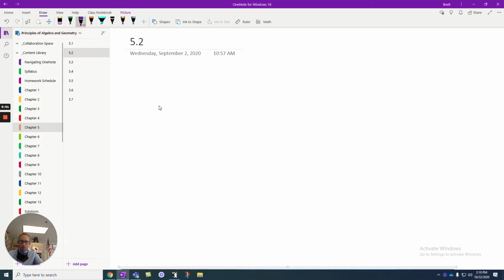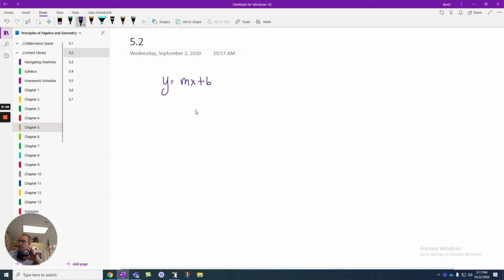Hey guys, this is some notes for 5.2 from our principles notes. And in this section, we're going to continue this concept of building equations for lines and still wanting to get to y equals mx plus b.